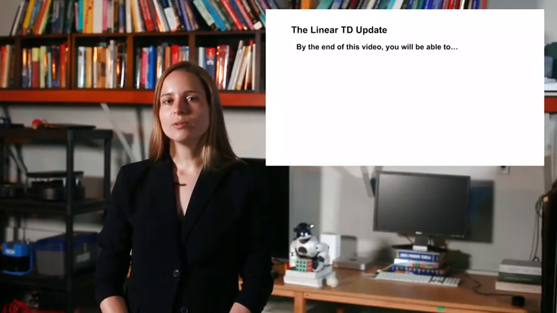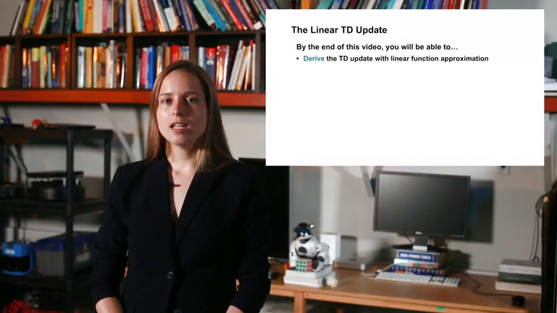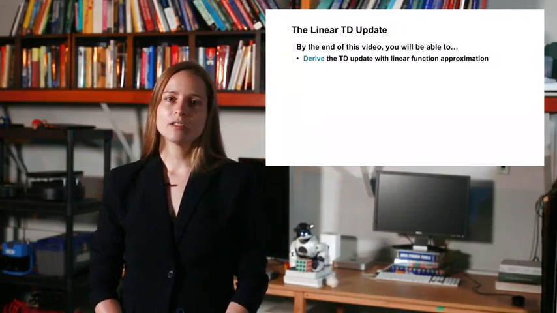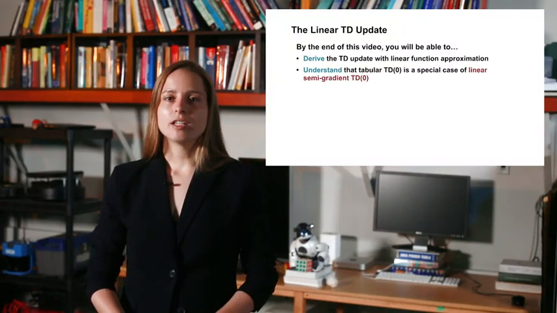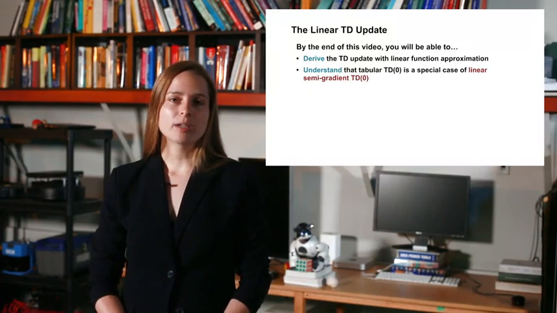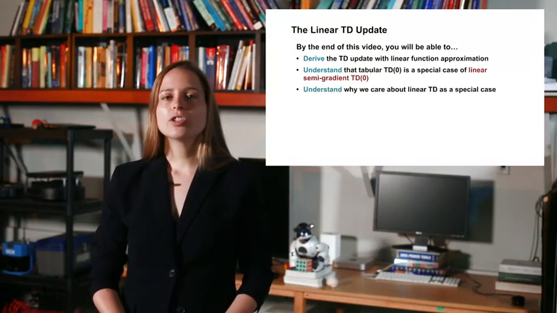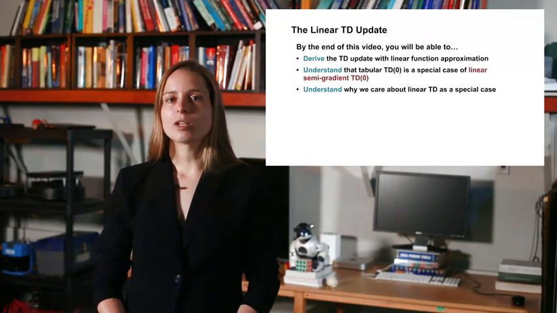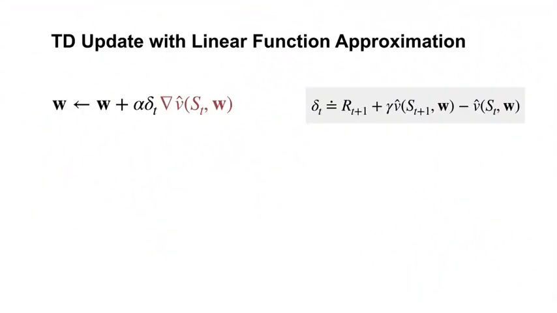After watching this video, you will be able to derive the TD update with linear function approximation, understand that tabular TD is a special case of linear semi-gradient TD, and understand why we care about linear TD as a special case. Recall the update for semi-gradient TD.